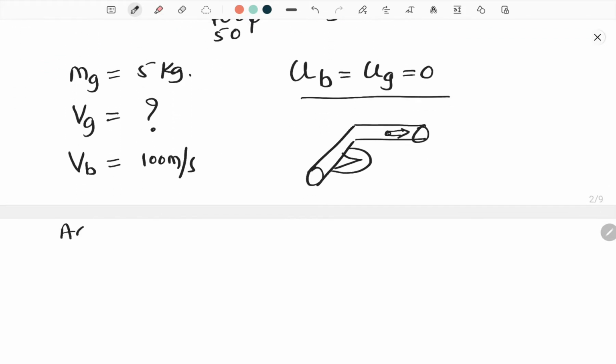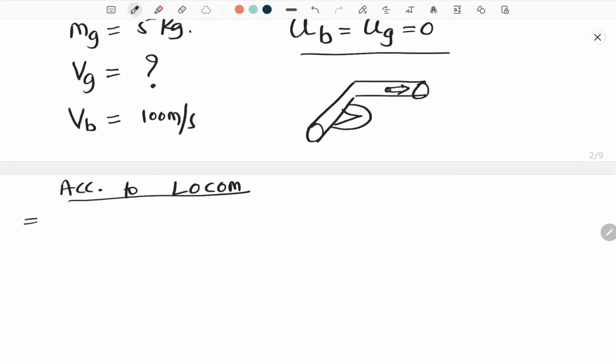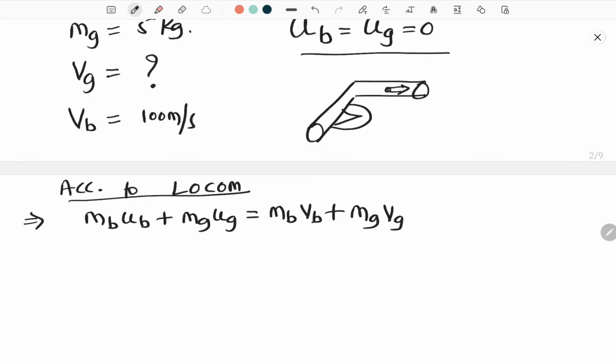Now according to the law of conservation of momentum, all right, what are we supposed to write? We are supposed to write the mass of the bullet into the initial velocity of the bullet plus the mass of the gun into the initial velocity of the gun is equal to the mass of the bullet into the final velocity of the bullet plus the mass of the gun into the final velocity of the gun.